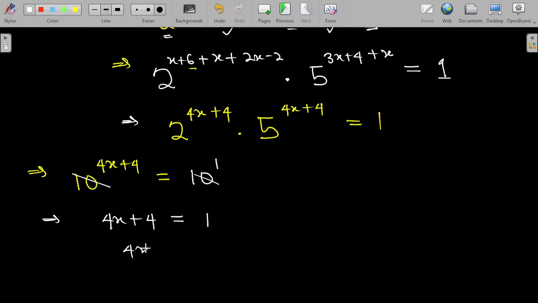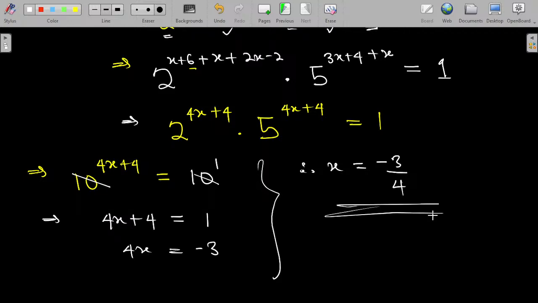And so my 4x alone will be 1 minus 4, which will be minus 3. And therefore, my x is equal to minus 3 all over 4 if you divide both sides by 4.